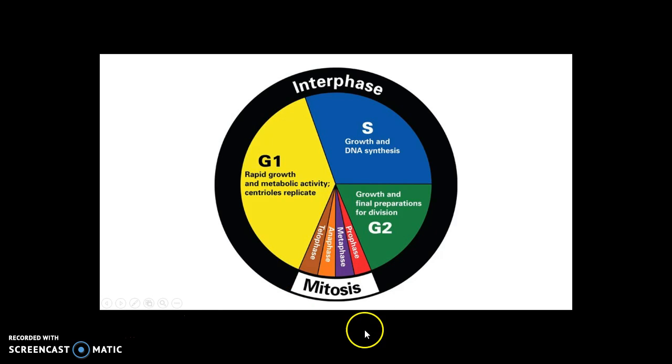Now, there are various checkpoints throughout the process to ensure that everything runs smoothly and cells only replicate when they need to replicate, so that there's enough cells, but at the same time not too many, so things like cancer are not caused. There are three main checkpoints in the cell.